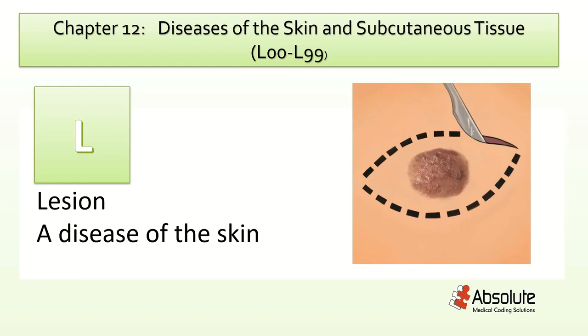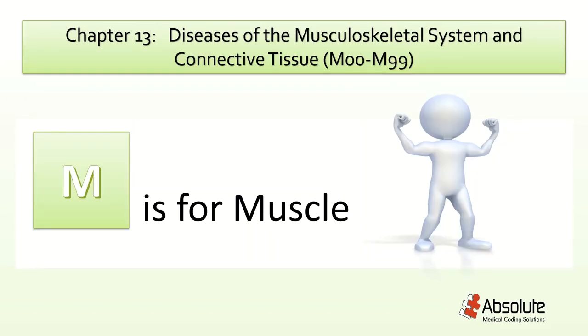Chapter 13. This category begins with the letter M, and Chapter 13 is diseases of the musculoskeletal system and connective tissue. Begins with M00 through M99. When we think of diseases of the musculoskeletal system, we think M is for muscle. Yeah, that's pretty straightforward. Okay, so when you see that M, think musculoskeletal. All right. Let's move on to Chapter 14.